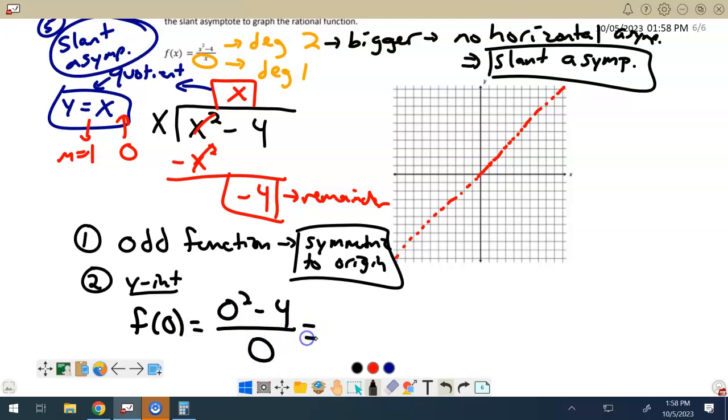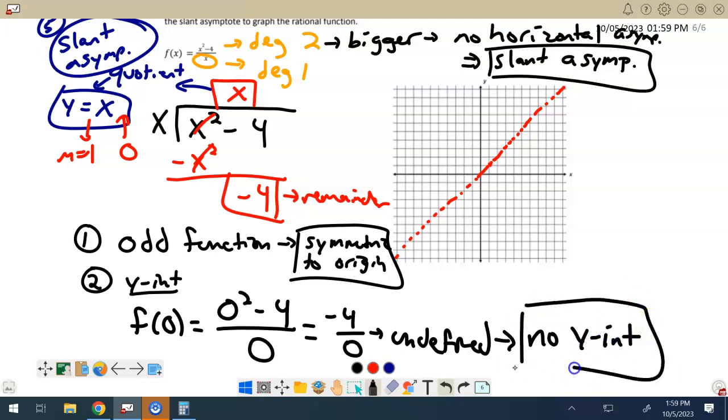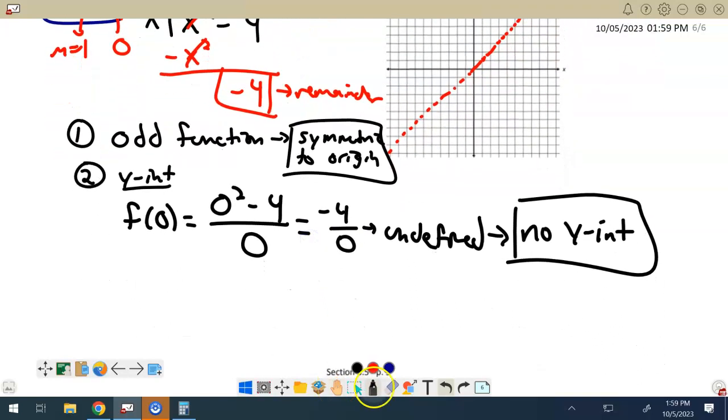The problem there is we get negative 4 divided by 0, which is undefined, which means there is no y-intercept in this case. So that's what happens when there is no y-intercept. It's because you're dividing by 0. So the graph will not cross the y-axis because of that. Which means we're going to have an asymptote there, right? Which we haven't got to yet, but we will see that here in just a minute.